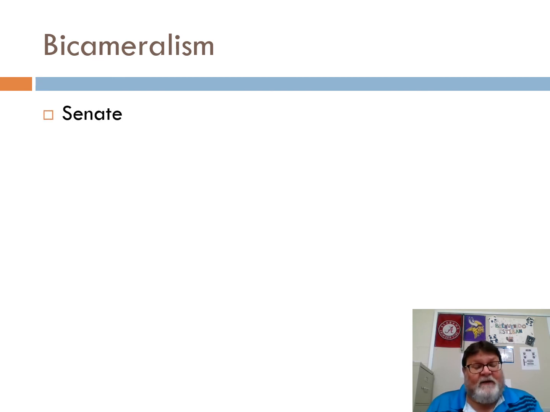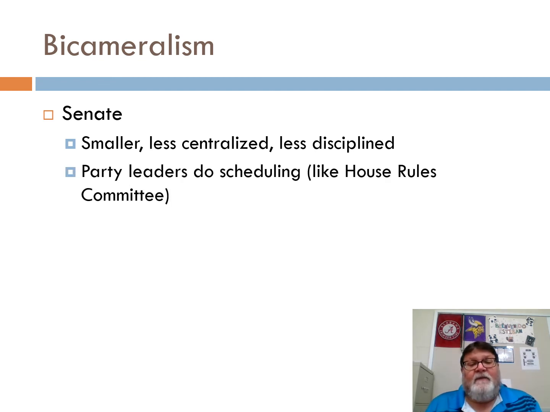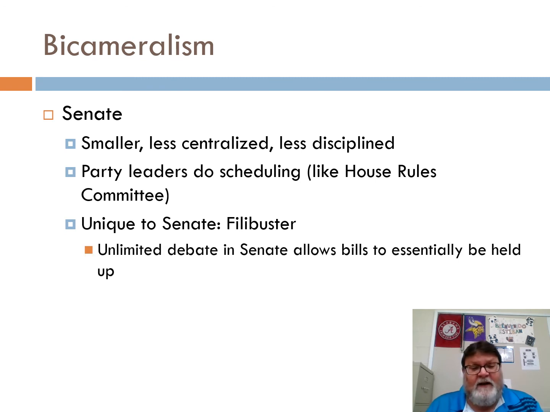The Senate is different. It is smaller, of course, 100 versus 435. Therefore, it is less centralized. It is somewhat less disciplined, or it can be. Party leaders do the scheduling, so there's no Rules Committee. That's why it's specific to the House. The function of the Rules Committee is done by the Senate Majority Leader in consultation with the Senate Minority Leader. The thing unique to the Senate is the filibuster, that we'll talk about.